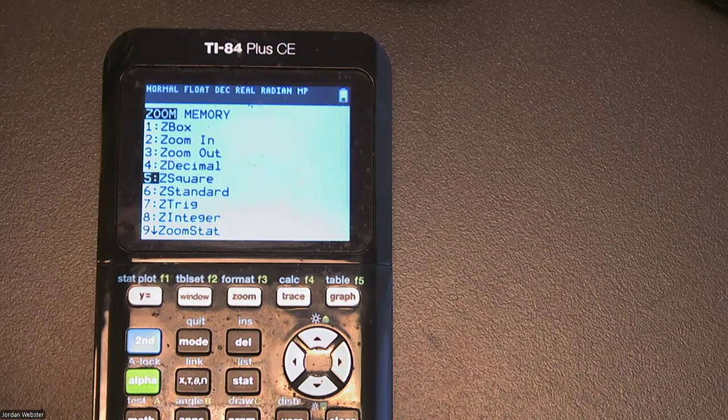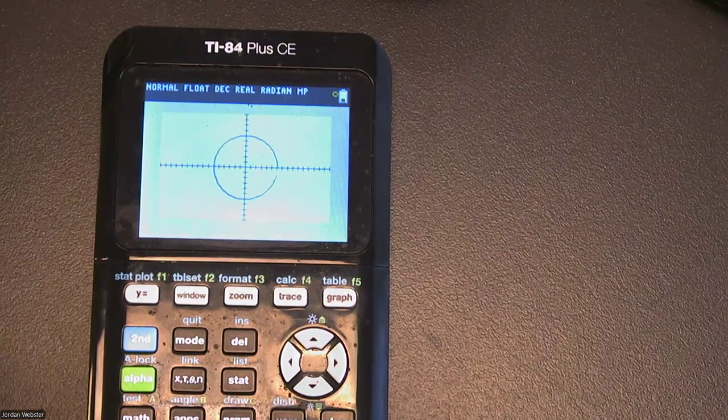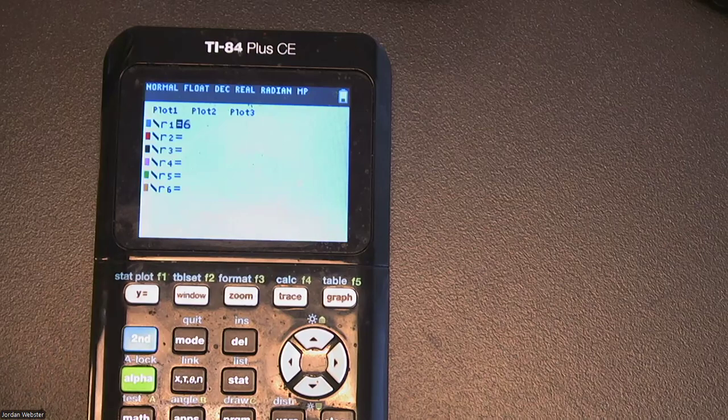And if you do the square, it'll make each x distance the same as each y distance. And now my circle actually looks like a circle, not an ellipse, an elongated circle. Is that all right? So it's as simple as that.